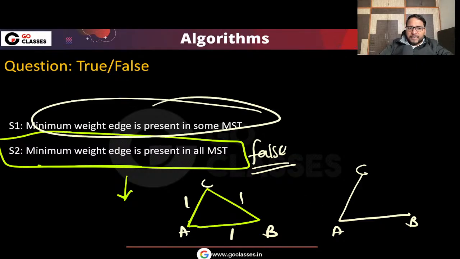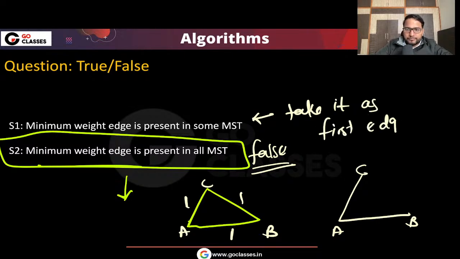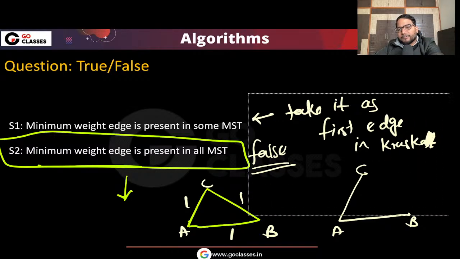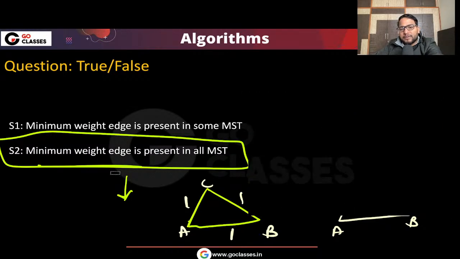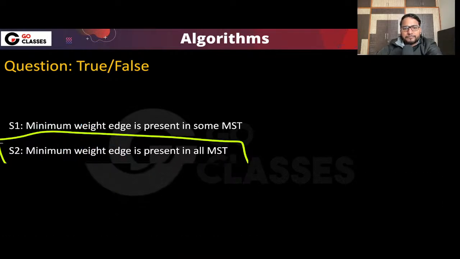Yes, you can definitely take it as a first choice, the first edge in Kruskal's. Then you can definitely make it a part of some MST, but it may not be a part of all MSTs, because edge weights might not be distinct. But let's suppose they say that edge weights are distinct here. In this same question, they say that edge weights are distinct.